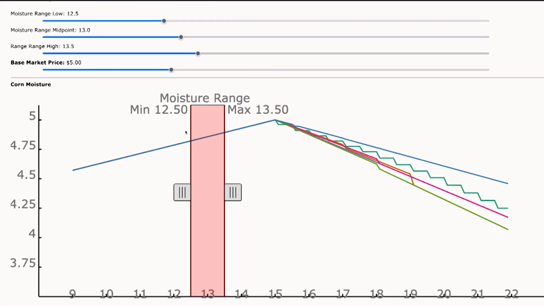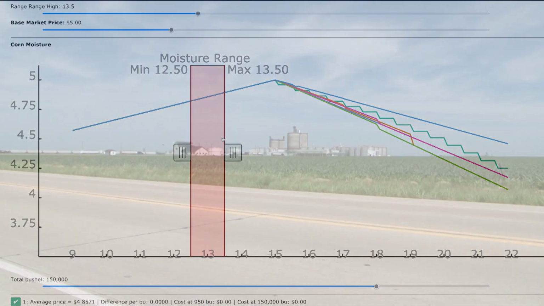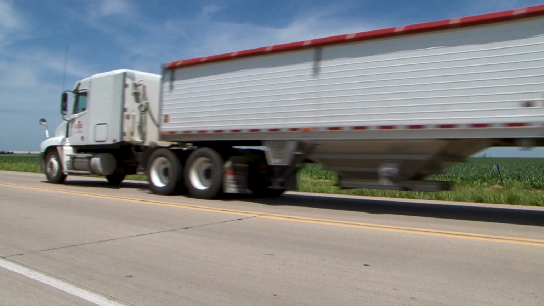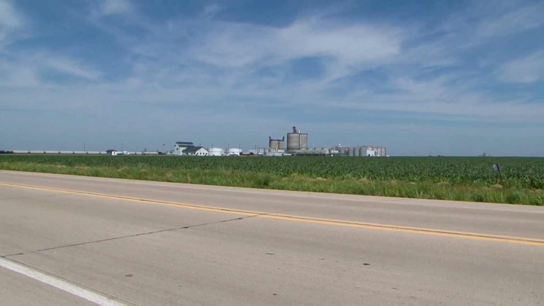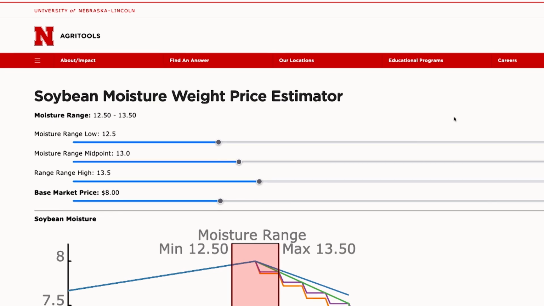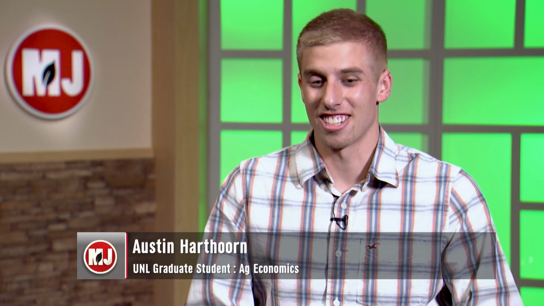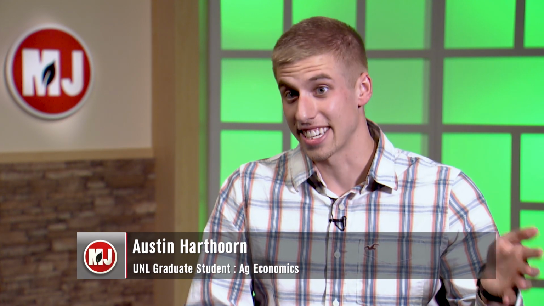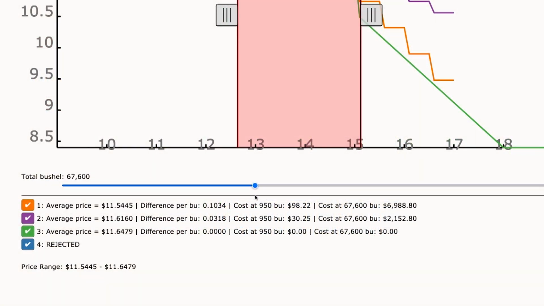This online tool can predict an average price received based on the operation's delivery moisture levels, buyer discount schedules, implicit discounts from drier grain, and cash prices can be adjusted according to the current conditions. Better yet, it's easy to use and interpret. On this harvest moisture price calculator, it's a chart. So on the left side, on the y-axis, it's cash price that the farmer receives, and on the x-axis, it's moisture level. And on this chart, we have several different discount schedules from grain buyers embedded on there.